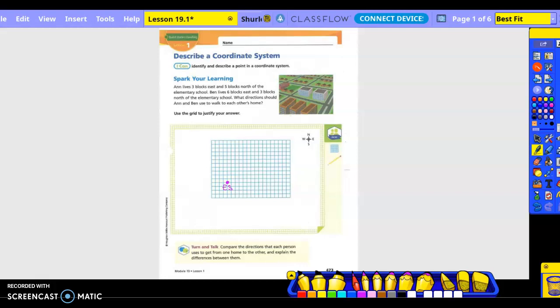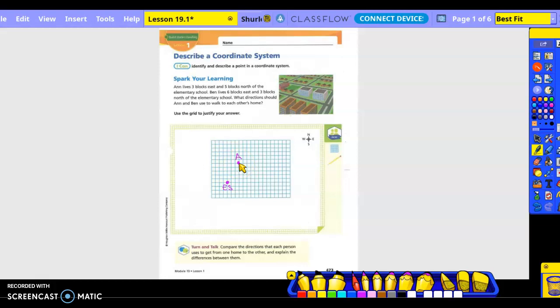Then it says Anna was 3 blocks east. They gave us a compass over here, so east, we're going to go to the right. So we're going to go 1, 2, 3 east. And how many north? So we're going to go up or down? Up. 1, 2, 3, 4, 5. So here is where Anna lives.